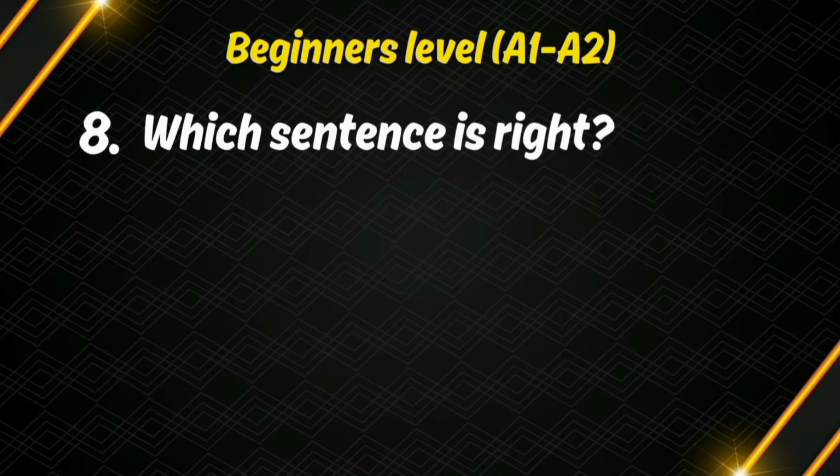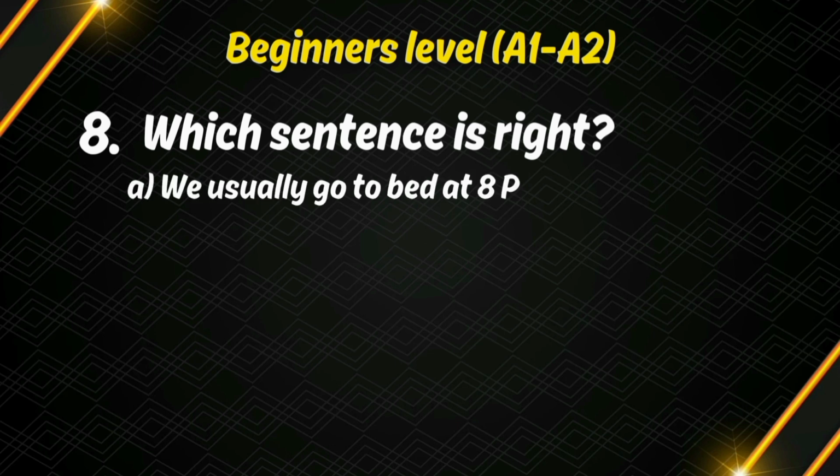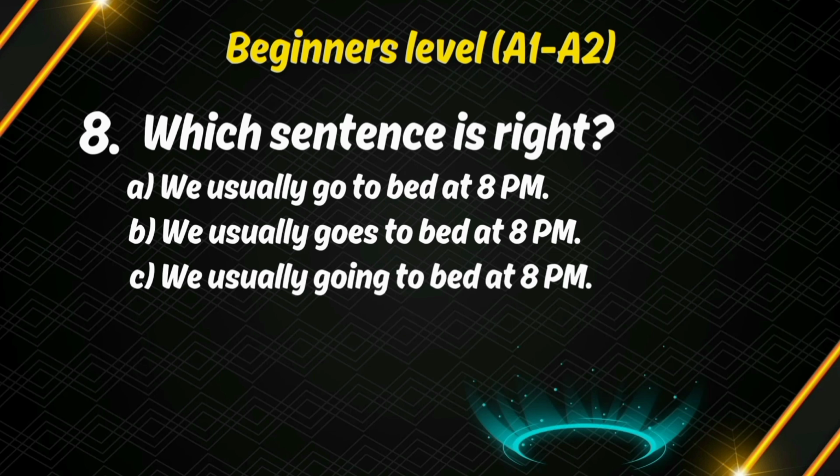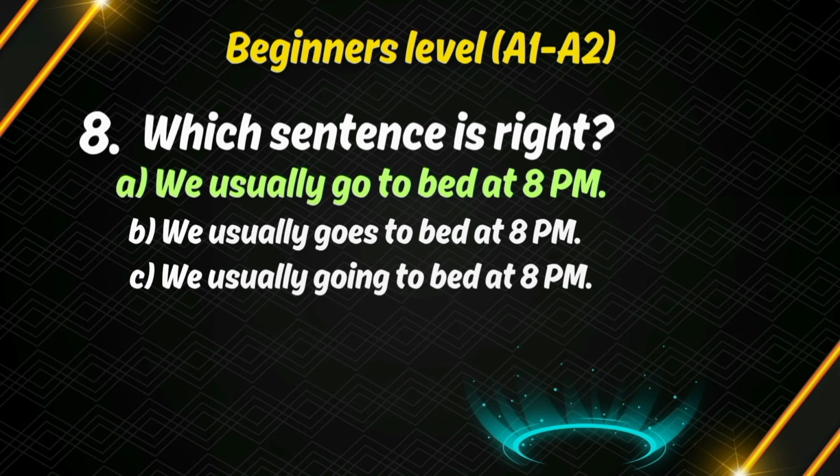8. Which sentence is right? A. We usually go to bed at 8 p.m. B. We usually goes to bed at 8 p.m. C. We usually going to bed 8 p.m. The correct sentence is, we usually go to bed at 8 p.m.